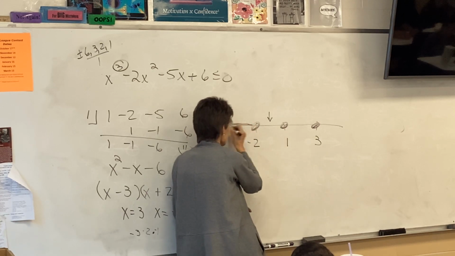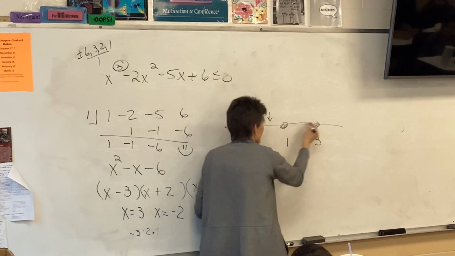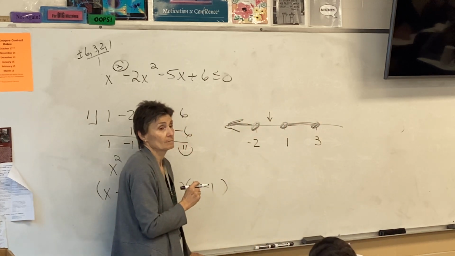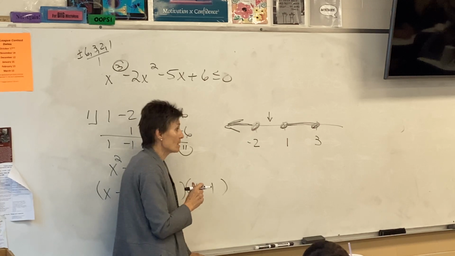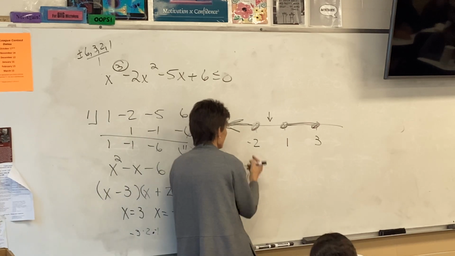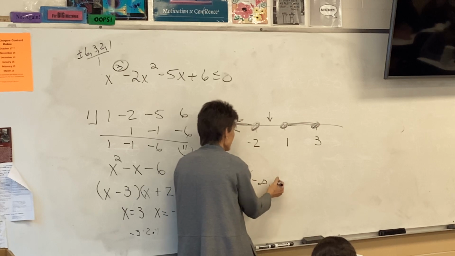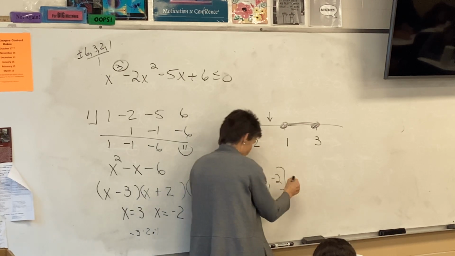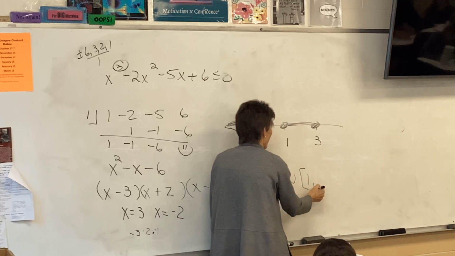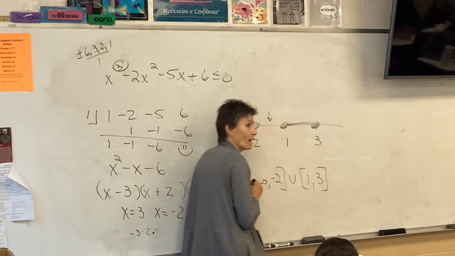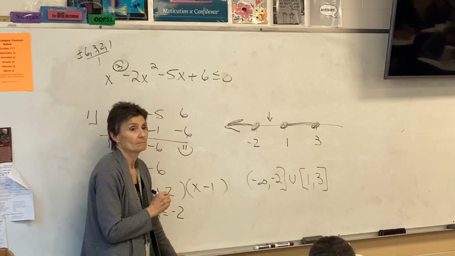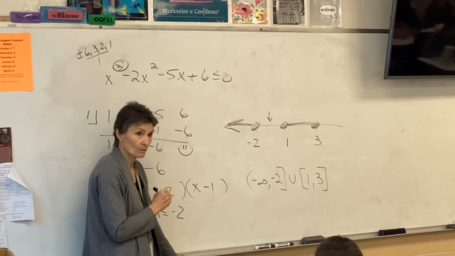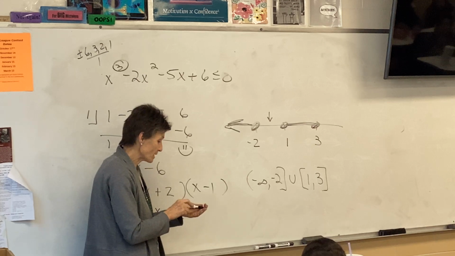So this one does, this one does, and that one doesn't. So my answer: -infinity to -2 bracket, union 1, 3 bracket. Is that okay? All right, I promise I'd stop there.